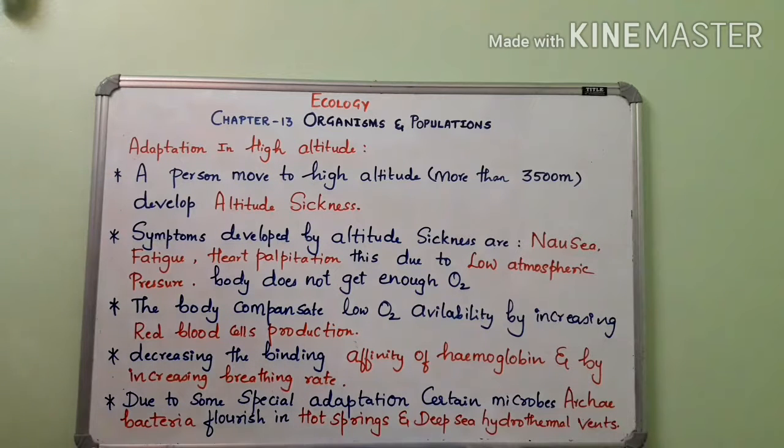So when a person moves to high altitude, there are some symptoms that we call altitude sickness. The symptoms developed by high altitude sickness are nausea, fatigue, and heart palpitation. Why is it caused? Due to the low atmospheric pressure. Why? Because they are not getting enough oxygen. How are we going to compensate for the low oxygen availability at high altitude? By increasing red blood cell production, decreasing the binding affinity of hemoglobin, and increasing the breathing rate.